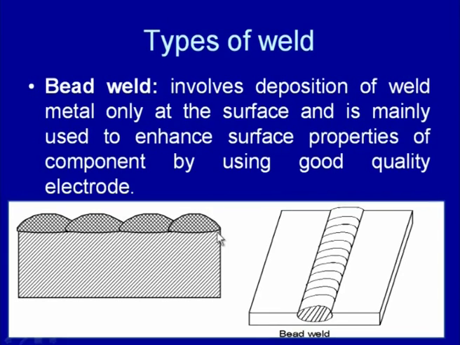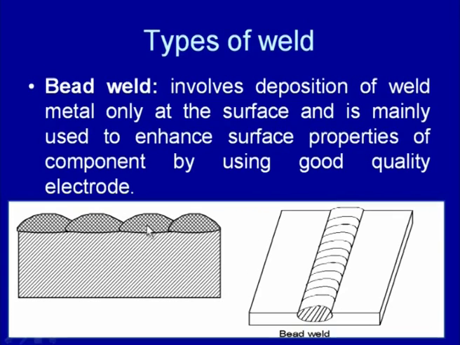So, in order to have production of a good quality surface by developing the bead weld, it is necessary that very little melting of the base material takes place, so that the dilution or intermixing of the electrode material with the base material can be reduced to the minimum level.